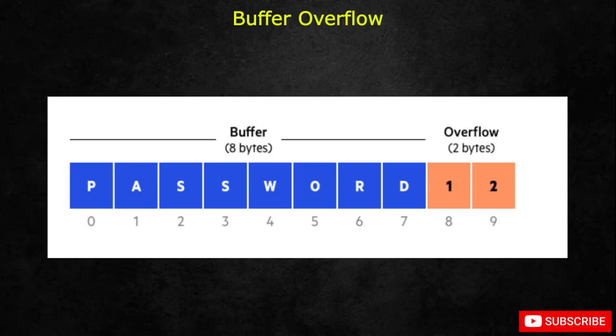Now let's say an attacker enters 10 characters as input. This will cause a buffer overflow, with the extra 2 characters spilling into the memory location and potentially overwriting other data. I hope you understand what this buffer overflow is. Now coming back to the topic.